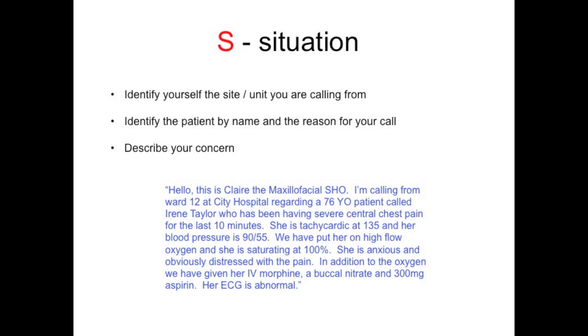Hello, medical registrar. Hello, this is Claire, the Maxillofacial SHO. Hi there. I'm calling from Ward 12 at City Hospital regarding a 76-year-old patient called Irene Taylor who's been having severe central chest pain for the last 10 minutes. She's tachycardic at 135 and her blood pressure is 90/55. We've put her on high flow oxygen and she's saturating at 100%. She's anxious and obviously distressed with the pain. In addition to the oxygen, we've given her IV morphine, a buccal nitrate and 300 milligrams of aspirin. Her ECG is abnormal.